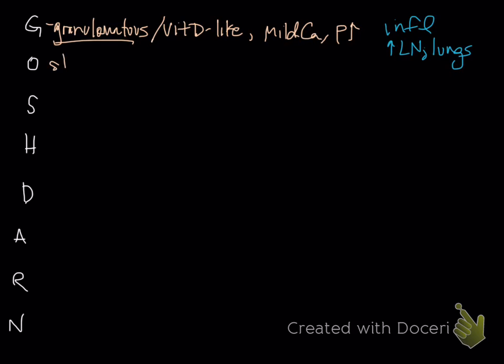O is osteolytic disease, and I find this a little hard to understand sometimes because it overlaps with other diseases. So osteolytic disease, meaning the bones have lytic lesions. So this could be something like osteosarcoma. It could be something called multiple myeloma, which works in another way. That's lytic lesions in the bone from plasma cells.